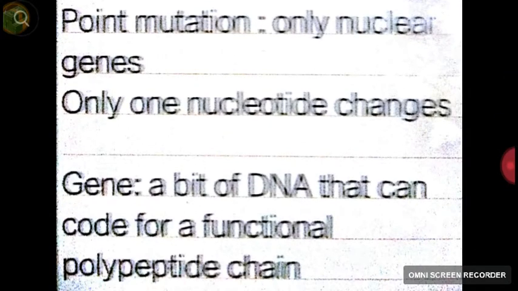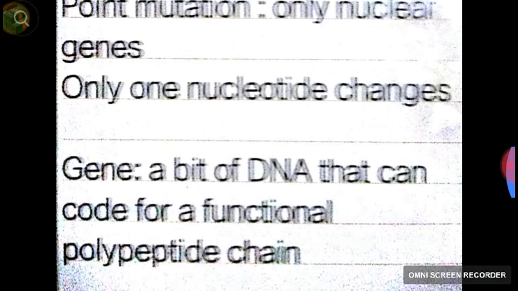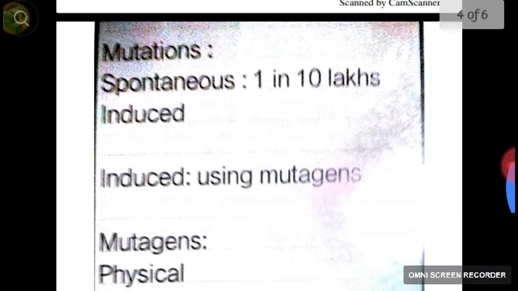Point mutations. Point mutations occur only in nuclear genes, meaning only one nucleotide changes. What do you mean by gene? A bit of DNA that can code for a functional polypeptide chain can be termed a gene.